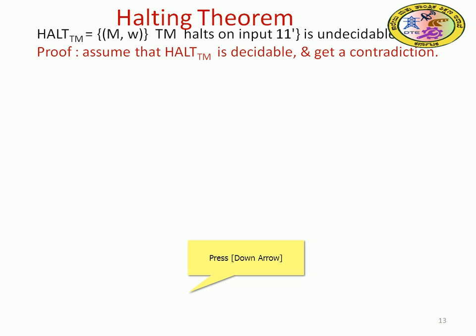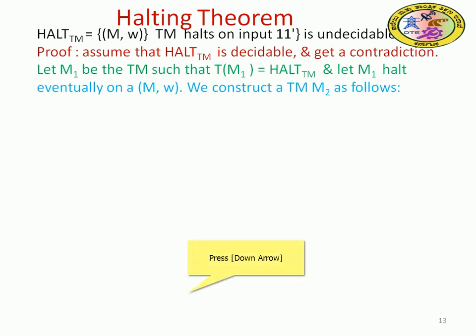So the proof: assume that HALT_TM is decidable and get a contradiction. We want to show that it is undecidable for the string w. So the assumption here is that it is decidable, and this assumption leads to a contradiction. So let M1 be the Turing machine such that the language of M1 is equal to HALT_TM, and let M1 halt eventually on M comma W.